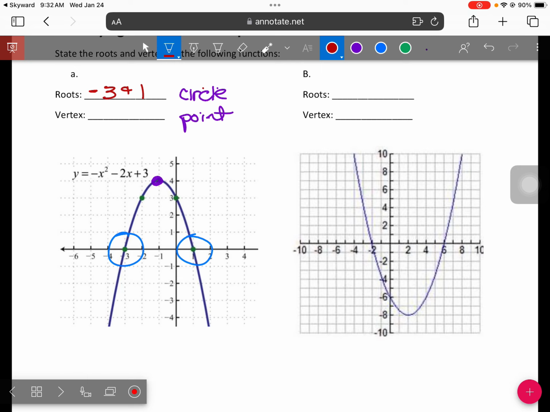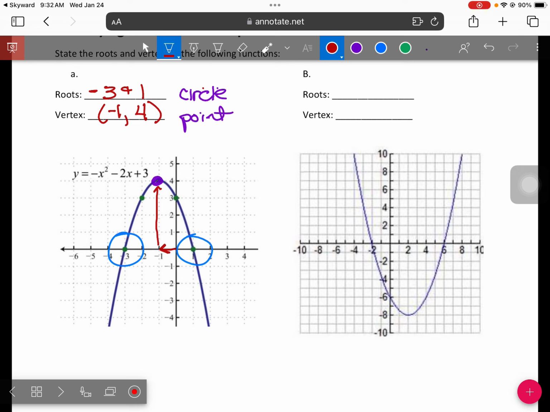This time it's at the top, and what are the coordinates of my vertex? I heard a lot of choices. -1 and 4. Because you have to go on the x-axis first, and then you go up. Right? You have to crawl as a baby before you can stand up and jump up or down.